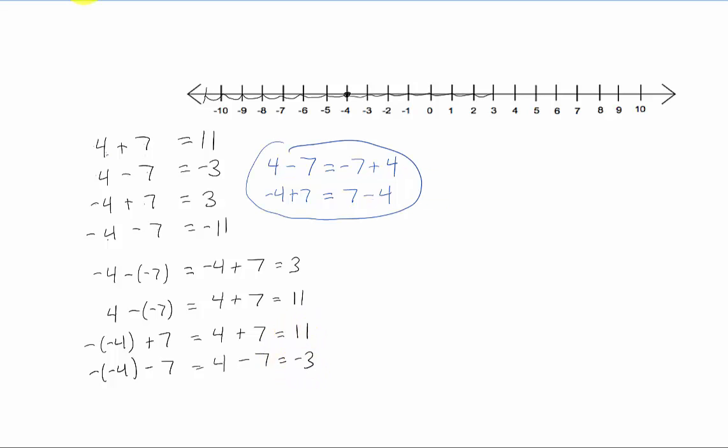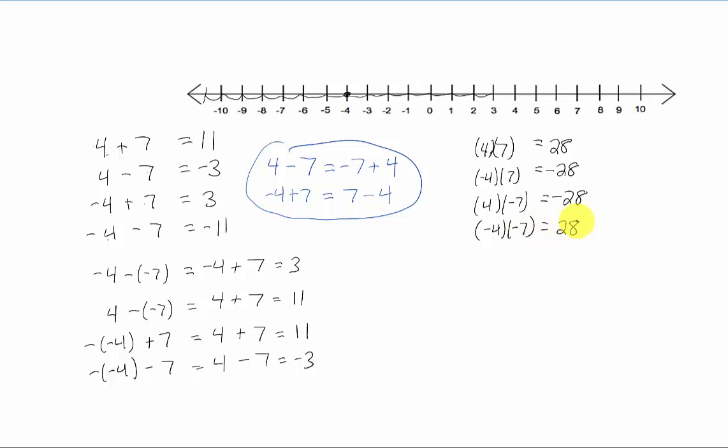We also need to know how to multiply and divide integers, and we often do multiplication of integers by putting them in parentheses and just placing them right next to each other. So 4 times 7 is 28, of course. Now, negative 4 times 7 is going to be negative 28. 4 times negative 7 is also going to be negative 28. And negative 4 times negative 7, anytime you multiply two negative numbers, you get a positive number.